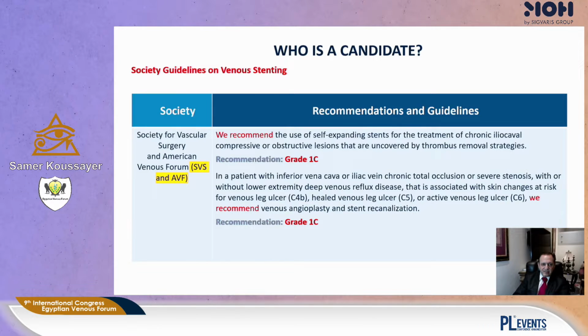What about the SVS and the American Venous Forum? They recommend using a self-expandable stent for the treatment of chronic iliocaval compression or obstruction lesions that are uncovered by a thrombus removal strategy, and they give it recommendation grade 1C. Also, for a patient with inferior vena cava or iliac vein chronic total occlusion or severe stenosis, with or without lower extremity deep venous reflux disease, that is associated with skin changes at risk of venous leg ulcer, or even a healed or active venous leg ulcer, they still recommend venous angioplasty and stent recanalization, and they give it a grade 1C.